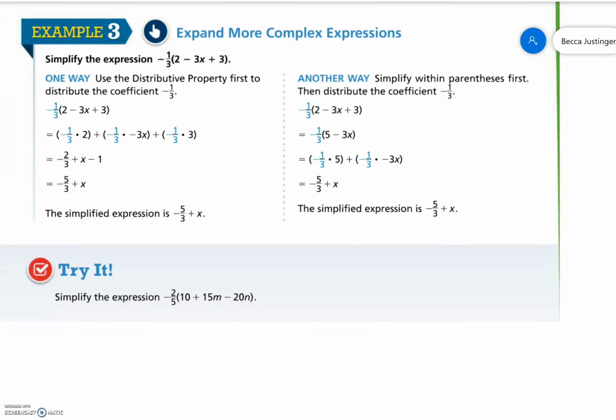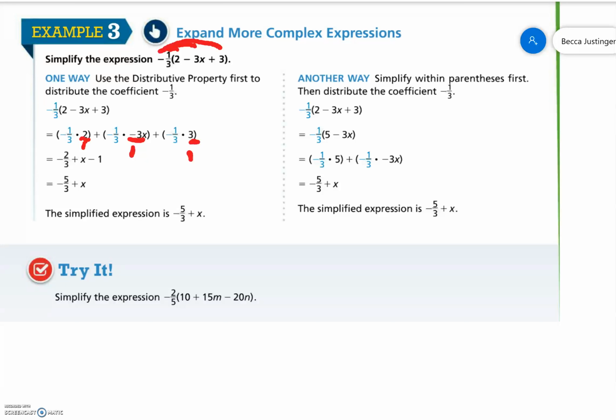Last example, expand more complex expressions. So simplify the expression. One way is to use the distributive property first, so multiplying the 1/3 into everything. 1/3 times 2, well, remember you could put 2 over 1. That's negative 2/3. Again here, put 3 over 1, that's 3 over 3, which is 1 whole. And a negative times a negative gives me positive. Same thing here, but a negative times a positive gives me a positive. Negative times a positive gives me a negative.